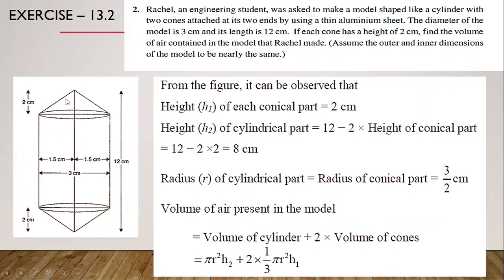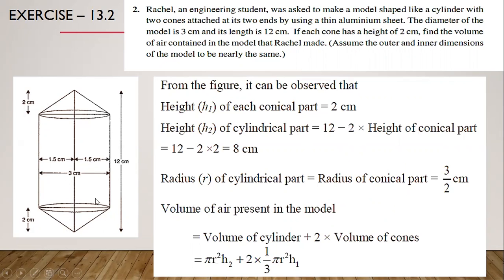Now first, let us take height of the conical part. Each cone has height 2 centimeter is given. So the top part is 2 and the bottom also is 2. So height of the conical part is 2 centimeter, H1. Now height of the cylindrical part H2 will be total model is 12 minus 2 on top minus 2 on the bottom also. So it will be 8 centimeter. 12 minus 2 minus 2.